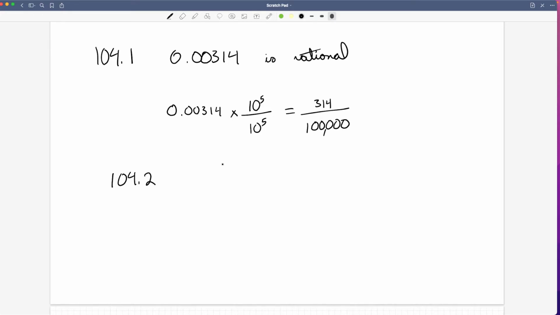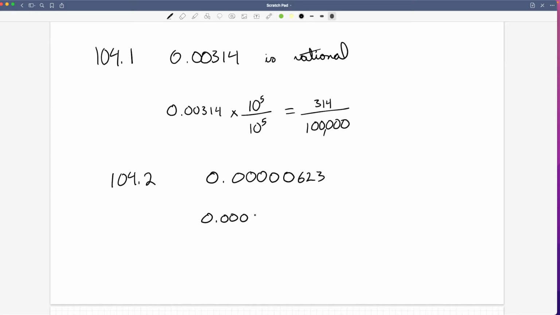104.2. We are going to show this number as a rational number. And we have 1, 2, 3, 4, 5 zeros and 6, 2, 3. So let's show it as a rational number. Let me count this way: 1, 2, 3, 4, 5, 6, 7, 8 decimal places.